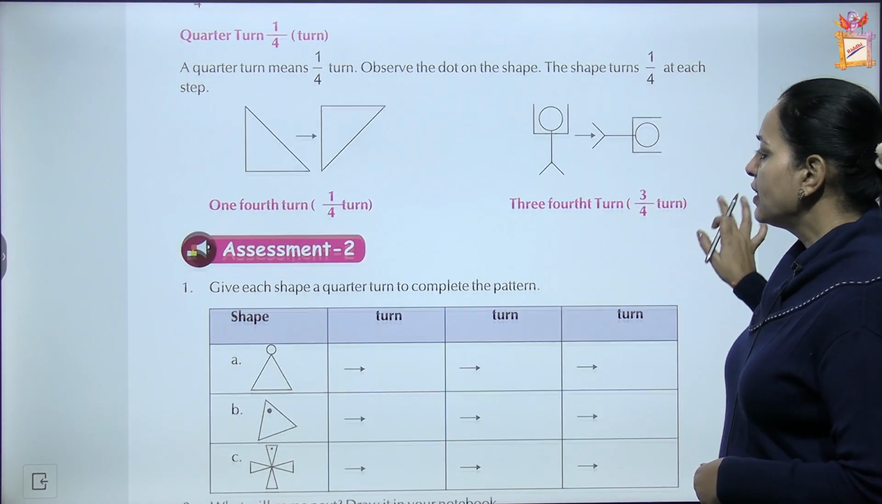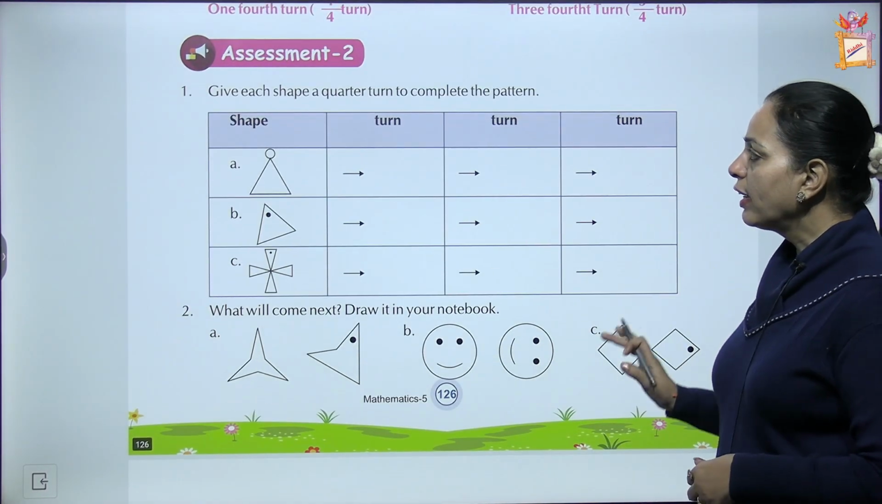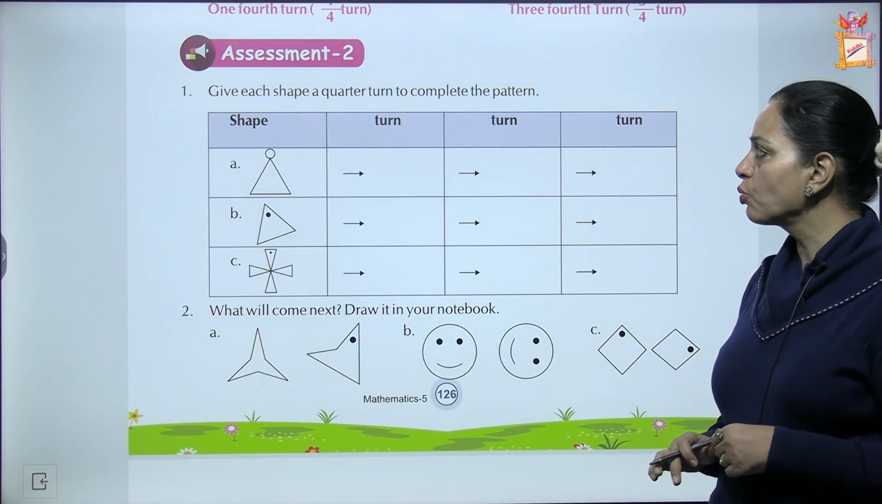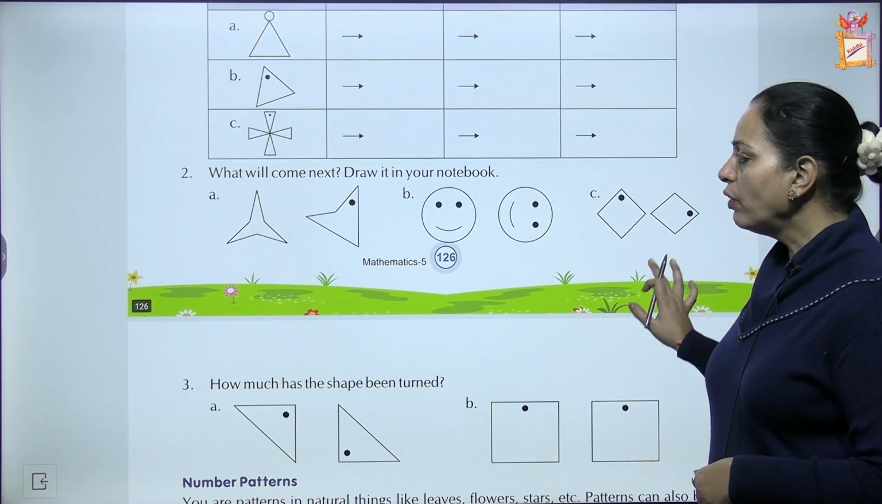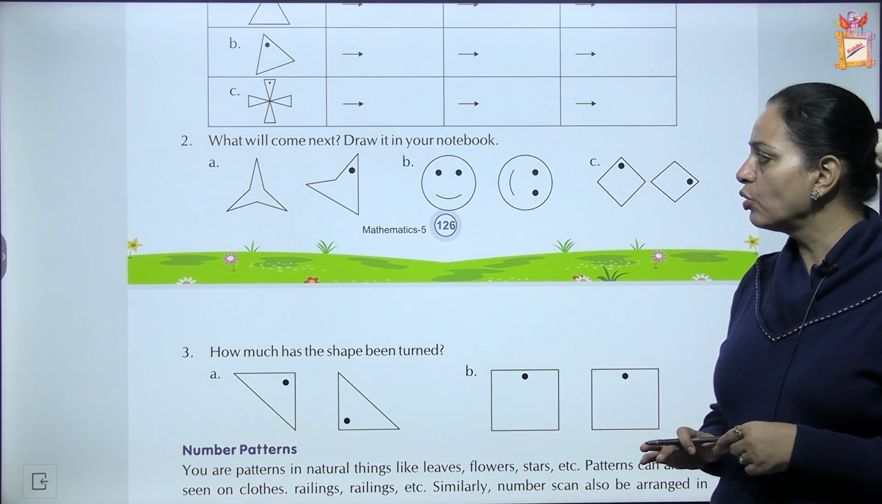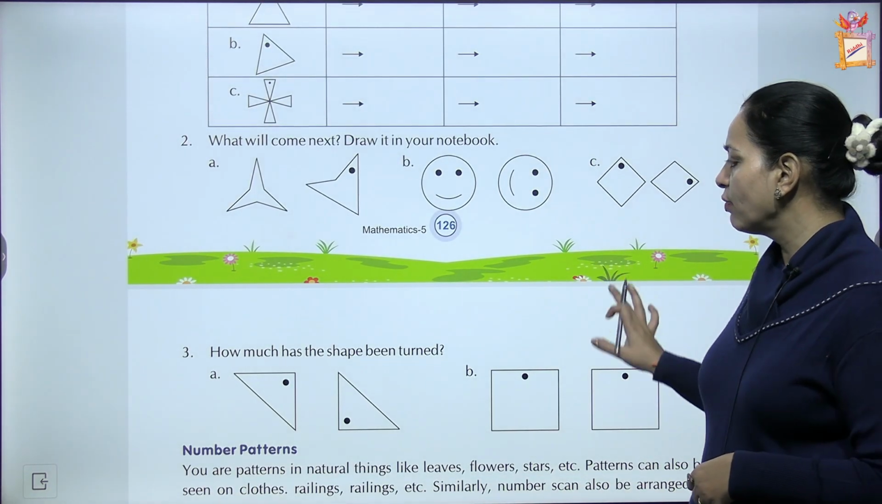Now, assessment 2, question number 1. Give each shape a quarter turn to complete the pattern. You can try this one. And the second one, what will come next? Draw it in your notebook. So you can try this one also.